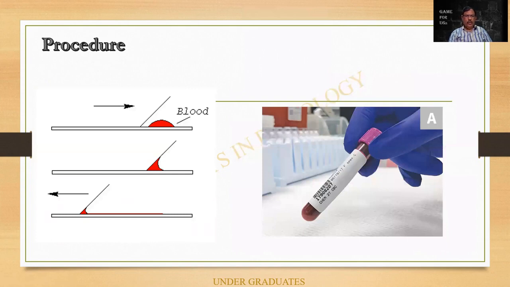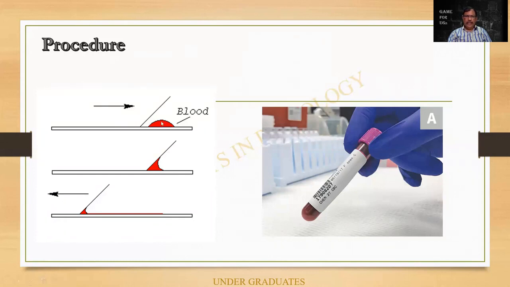What is the procedure to make a smear? First, this is called barcoding. All the details of the patient are entered into it so that there is no technical error or mix-up of the samples.